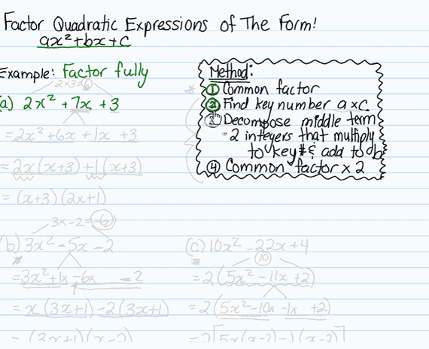The second step is to find the key number, which is a times c. So we take the first number, which is a, and multiply it by our second number, c. And we get that 2 times 3 equals 6. So now what we need to do is we take this key number and we have to decompose this middle term into two integers that multiply to the key number and add to b, or the middle number.